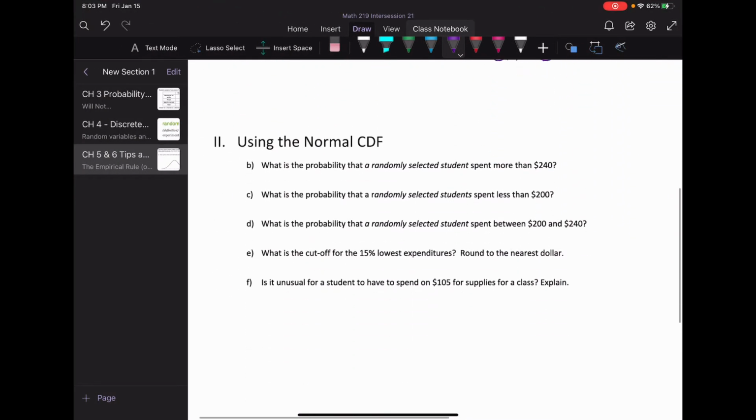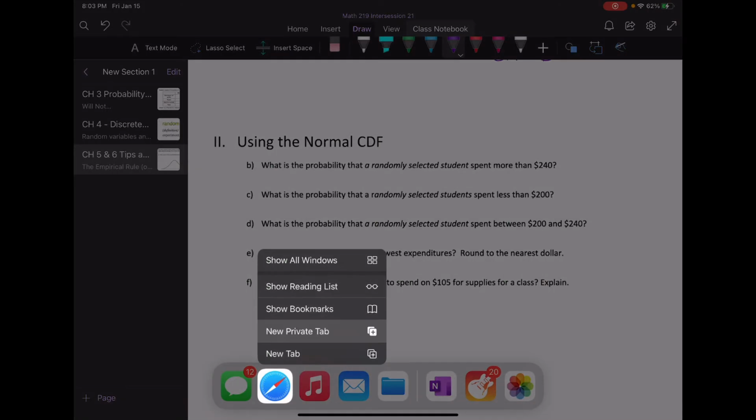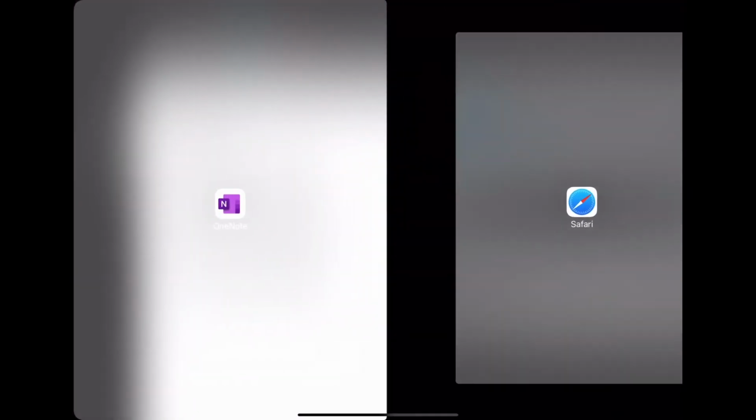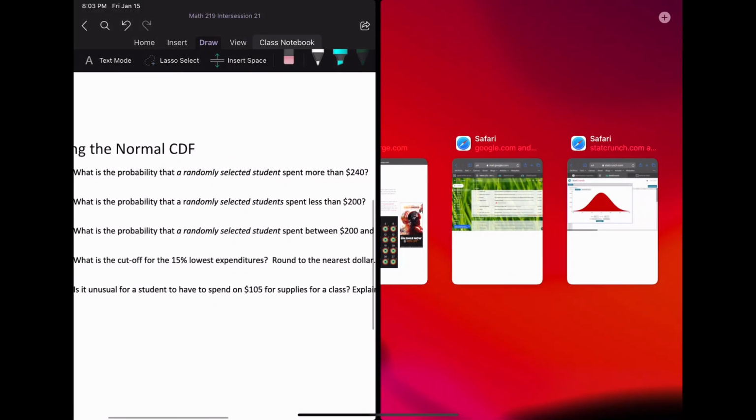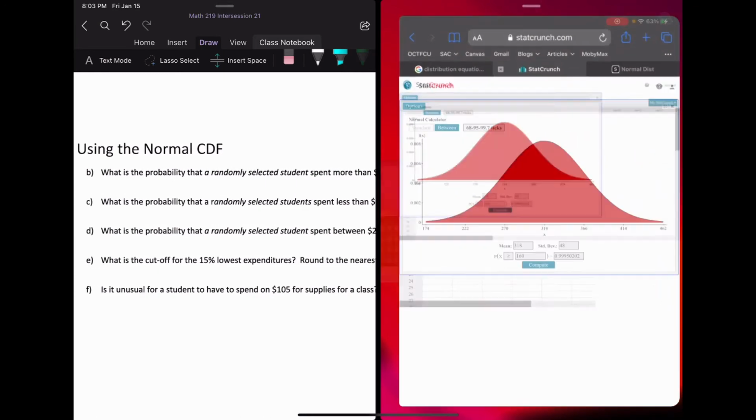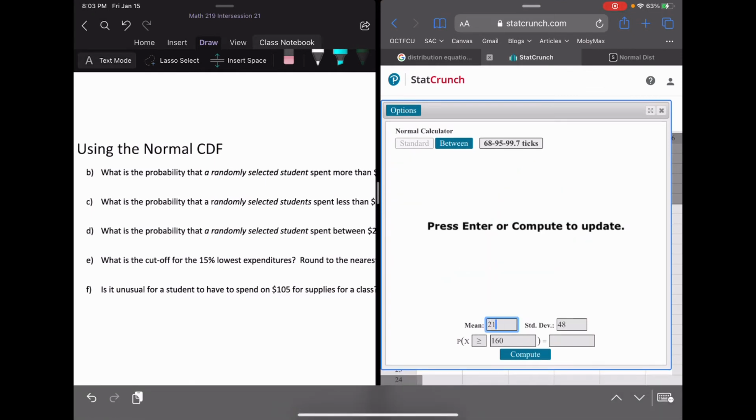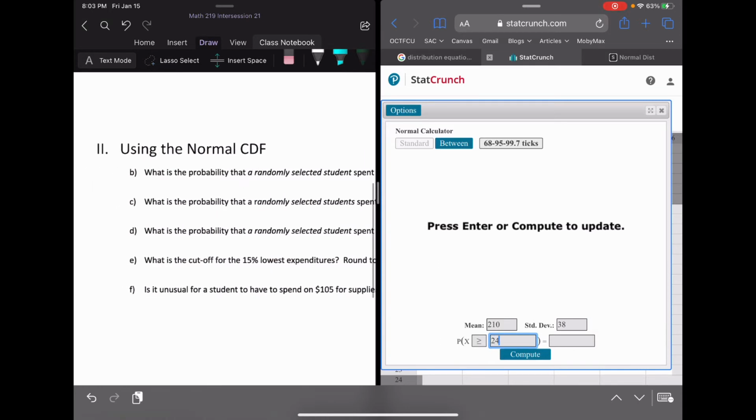The second thing I want you to know is how to calculate probabilities using the normal distribution. So if I wanted to calculate probabilities, what is the probability that a randomly selected student spends more than $240? More than $240. So I'm going to use this and type in, again, let's assume that it's the same college where students spend $210 and $38 standard deviation. And I want to find the probability that they spend more than $240. Okay.